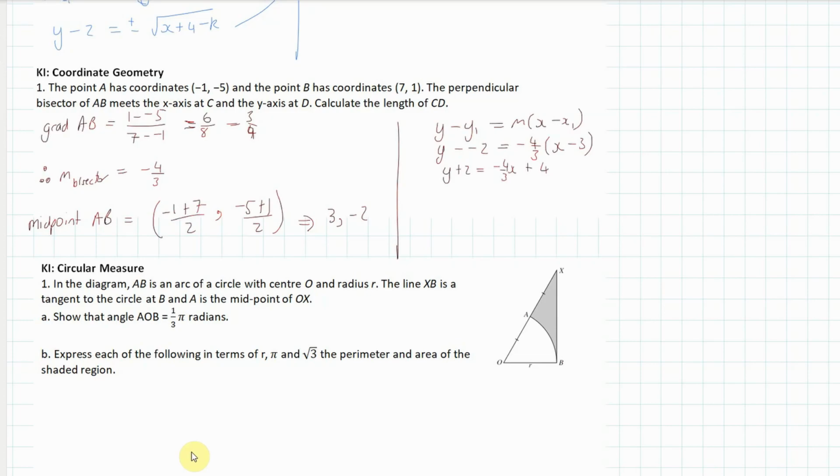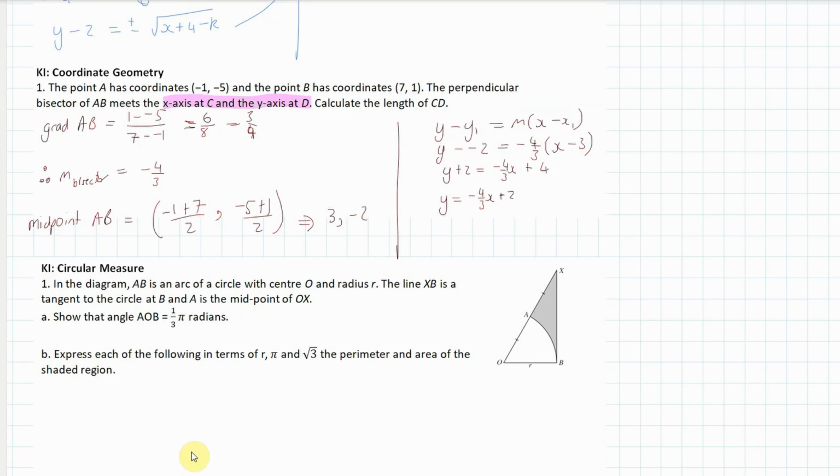Is that right? Yep, I think so. And then we just bring that 2 across, we get y equals negative 4 thirds x, and then plus 2. I think I've done that right. And we're trying to find the line meeting the x-axis at C and the y-axis at D.